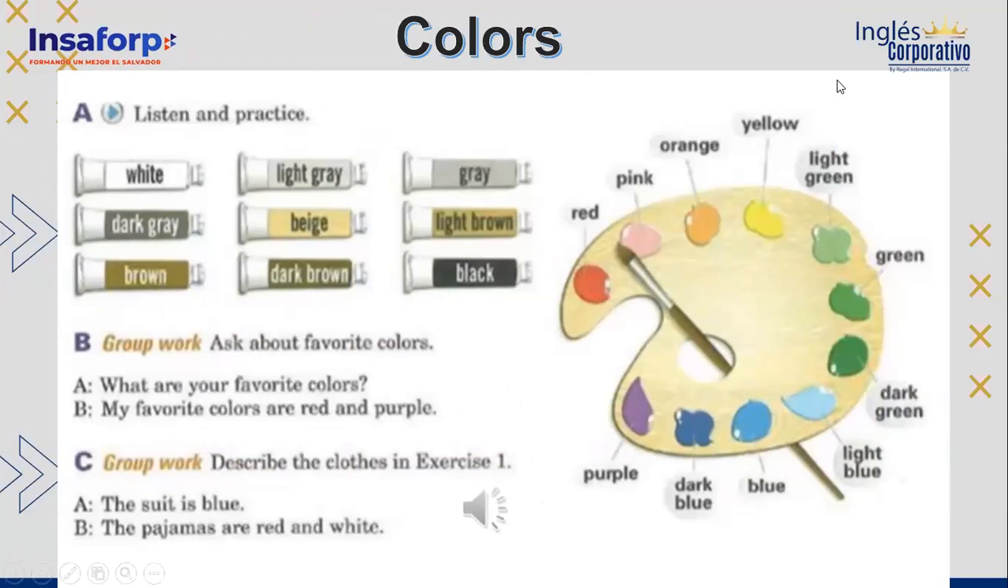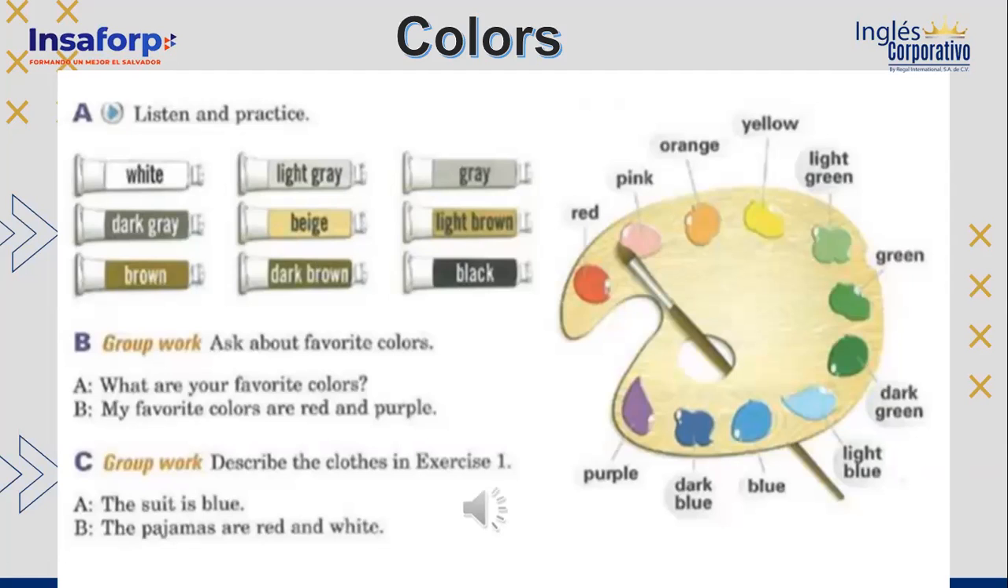So look at these colors. You say that you already know the colors, right? So I have a lot of colors here for you to know. I have white, dark gray, brown, light gray, beige, dark brown, gray, light brown, and black. So what color is light gray? Gris claro.